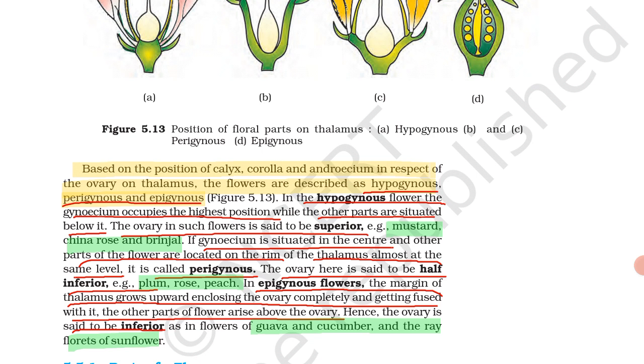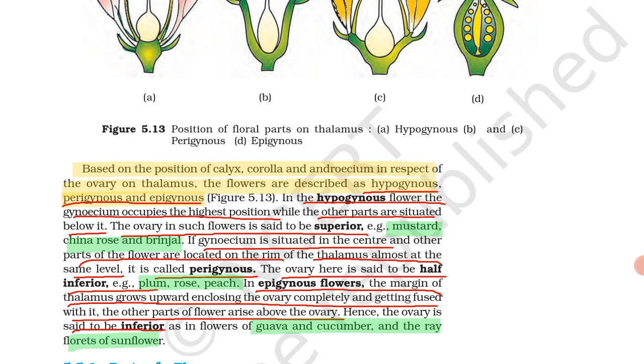In perigynous, the gynoecium is situated in the center and other parts of the flower are located at the rim, and the thalamus almost at the same level. It is called perigynous, and the ovary is said to be half inferior. The examples are plum, peach and rose.